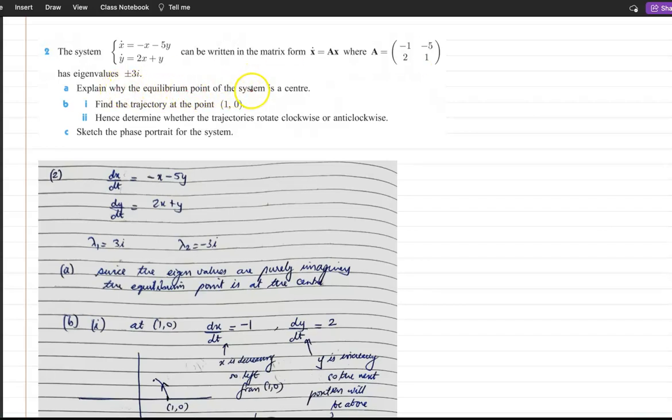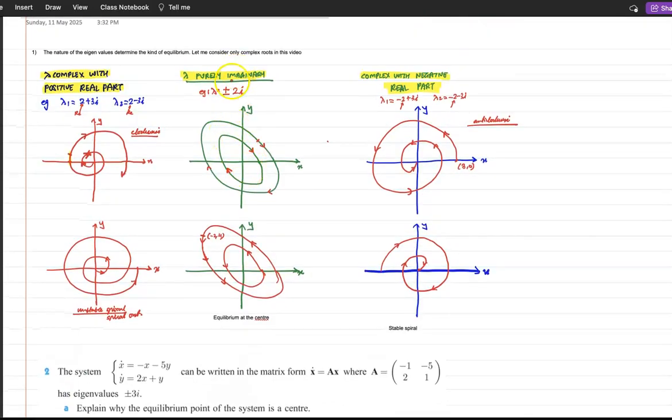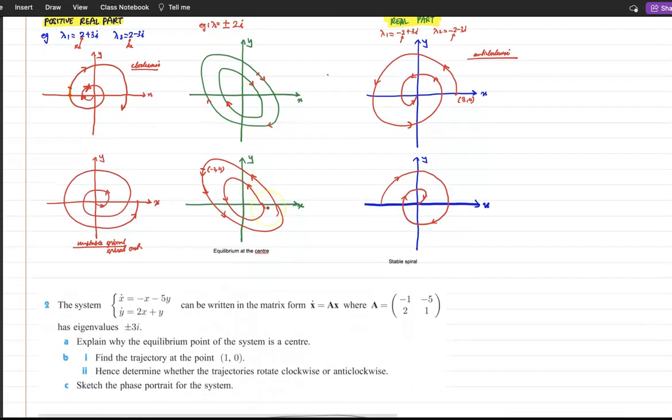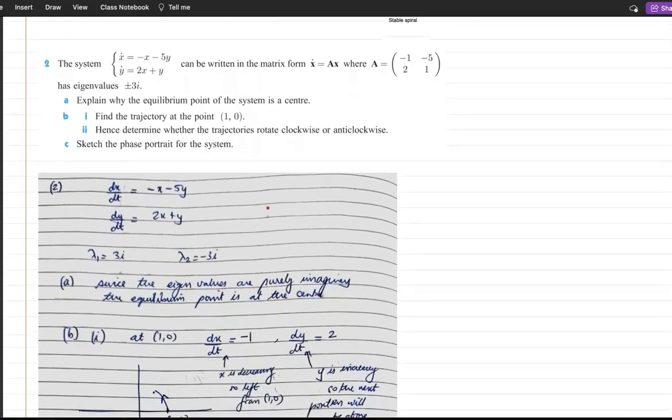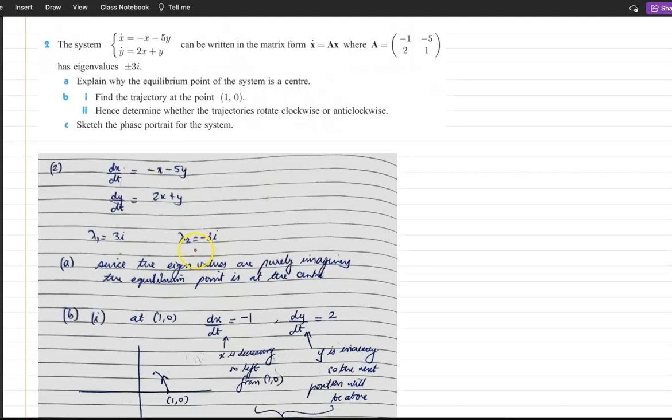Explain why the equilibrium point is at the center. Now you look at the nature of the eigenvalues. Since these are purely imaginary, you have the second case. When they are purely imaginary, the equilibrium is the center, and this is the shape that you get. So looking at the nature of the roots, we can tell whether it's A, B or C. In this case, it's clearly B.